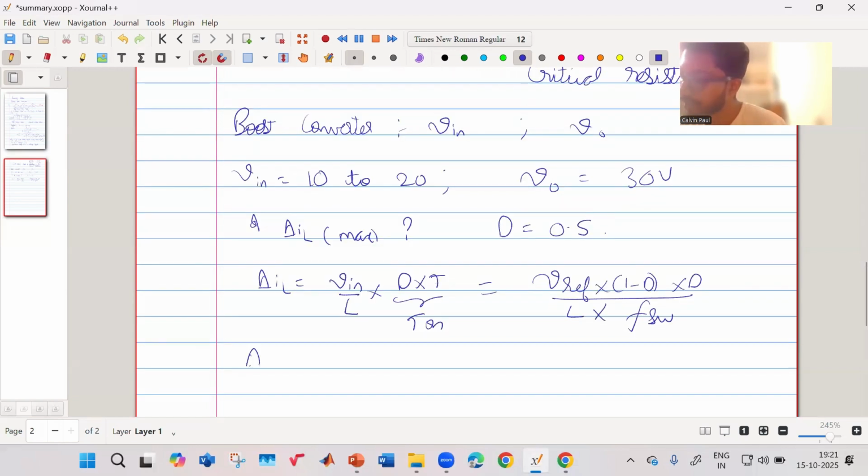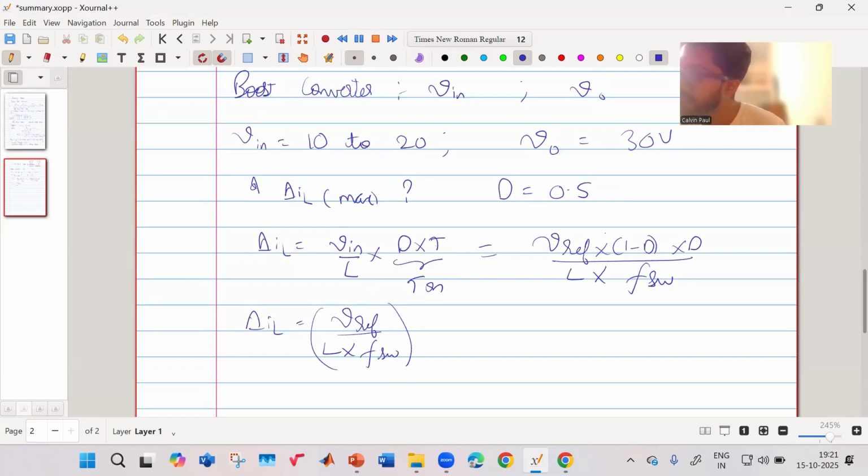Now, what happens? Your VREF, L, FSW, they are all fixed. But the thing which varies is your 1 minus D into D. And for this product, 1 minus D into D, if you recall what you have to do, you have to take the derivative and set that derivative to 0. And that value of D is the point at which your magnitude is maximum. Okay, you have to take the first derivative and the second derivative, etc. So it is known that that value will be D equal to 0.5, at which your current ripple is the maximum.